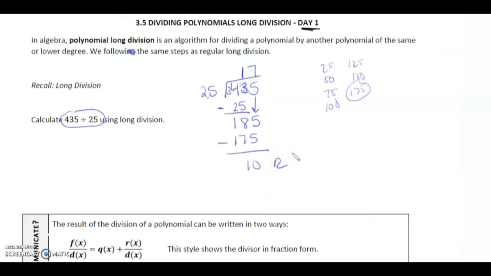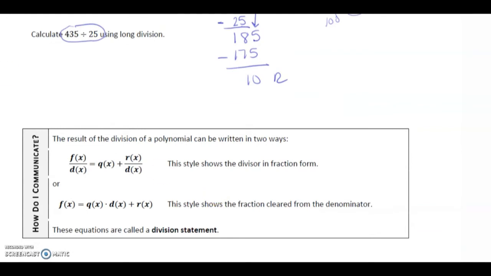Okay, so we're going to do the exact same thing today regarding long division, but we're going to do it with polynomials. So I'm going to state this, and we're going to use this at the end of all of our questions. Okay, the result of a division of a polynomial can be written one of two ways. The function divided by the divisor results in the quotient and then the remainder, but it's the remainder over the divisor because it's a fraction of the original.